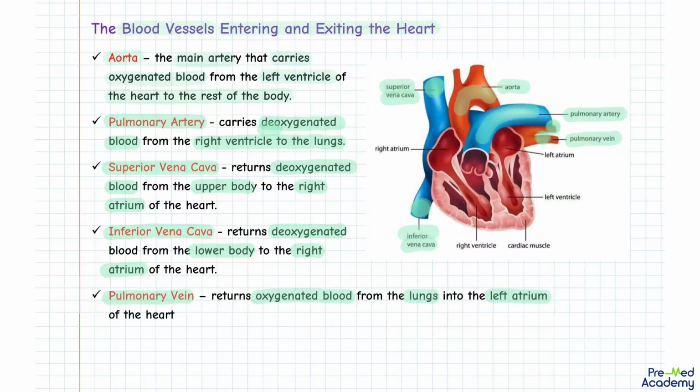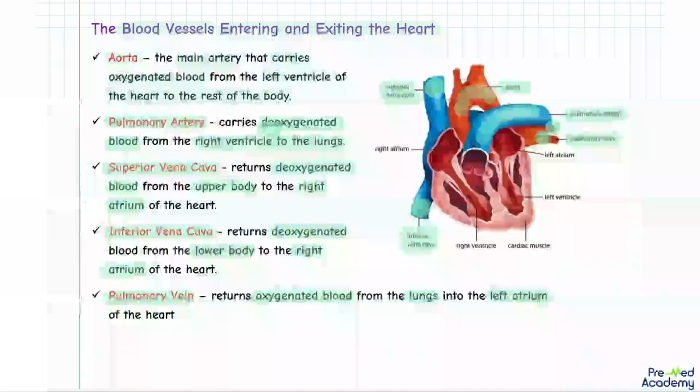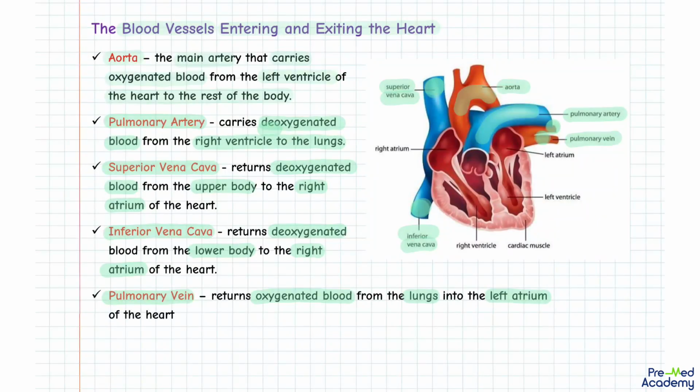We will learn more about these pathways in our next lesson, when we learn about the two circulatory systems in our body, the pulmonary circuit and the systemic circuit. But for now, I do want you to memorize which artery or vein enters which chamber of the heart, and be able to recognize them from a diagram.